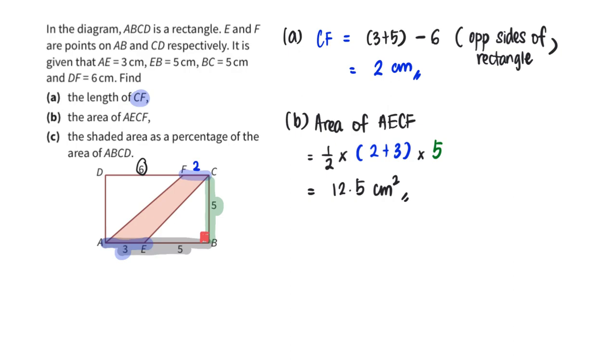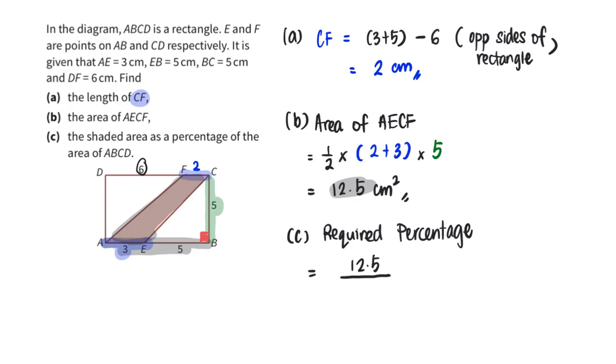And what is the shaded area as a percentage of the area of ABCD? So for part C, the required percentage is equals to the shaded area. In this case, the shaded area is this AECF, 12.5, over the area of ABCD.